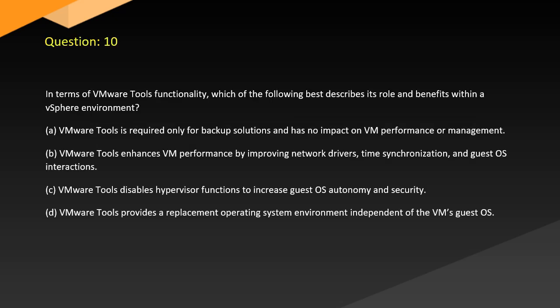Question 10. In terms of VMware Tools functionality, which of the following best describes its role and benefits within a vSphere environment? A. VMware Tools is required only for backup solutions and has no impact on VM performance or management. B. VMware Tools enhances VM performance by improving network drivers, time synchronization, and guest OS interactions. C. VMware Tools disables hypervisor functions to increase guest OS autonomy and security. D. VMware Tools provides a replacement operating system environment independent of the VM's guest OS.